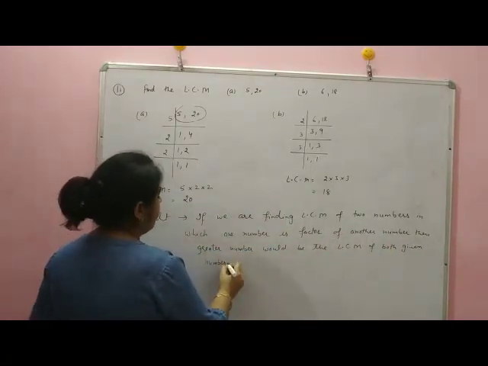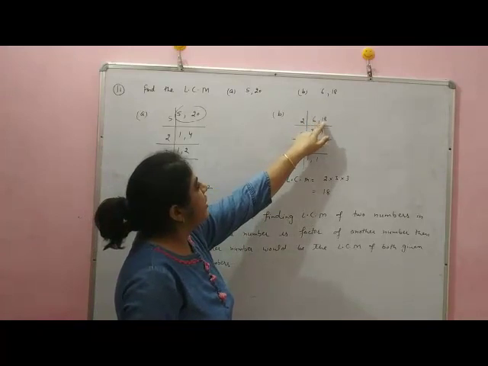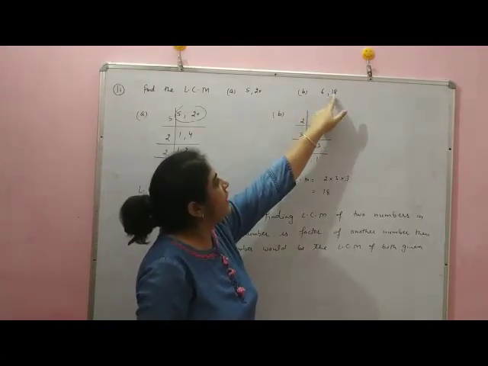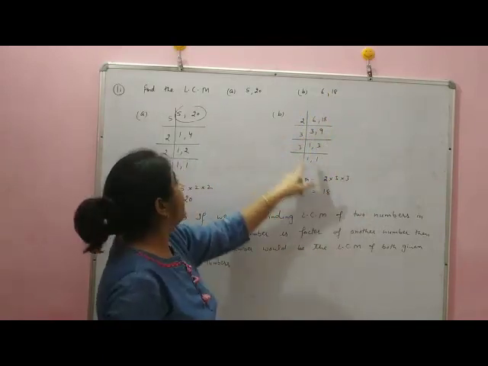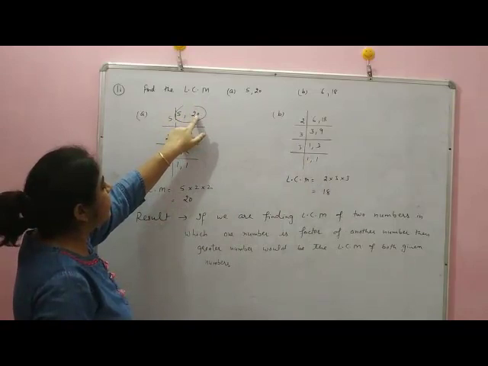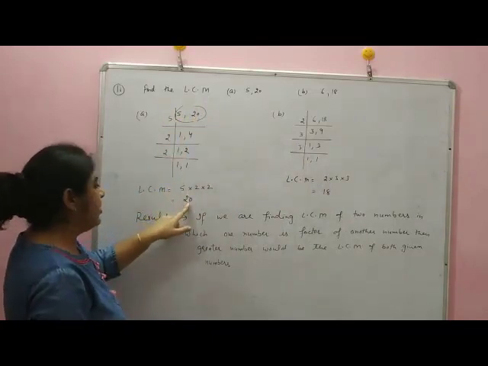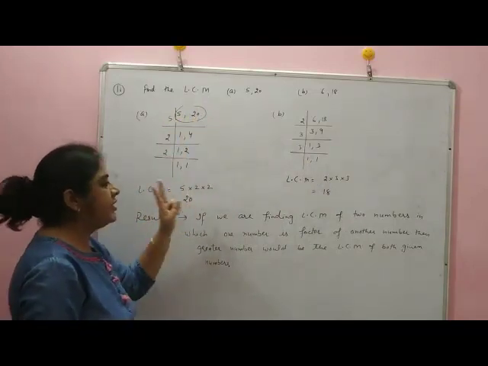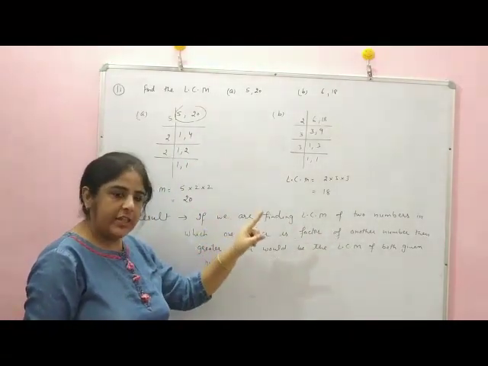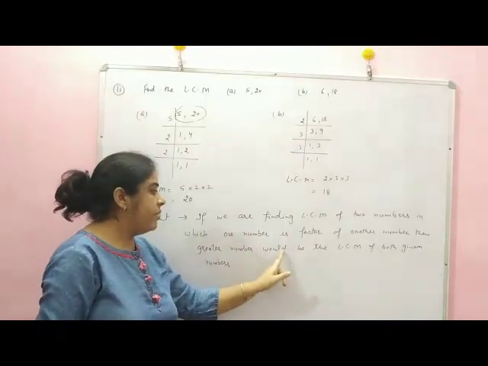You can observe here also 6 and 18. 6 is a factor of 18. So which one is greater here? 18, and you are getting LCM 18. See here also 5 is a factor of 20. Which one is greater here? 20, and we are getting LCM 20. So if we are finding the LCM of two numbers in which one of them is the factor of another, then the larger number would be our LCM.